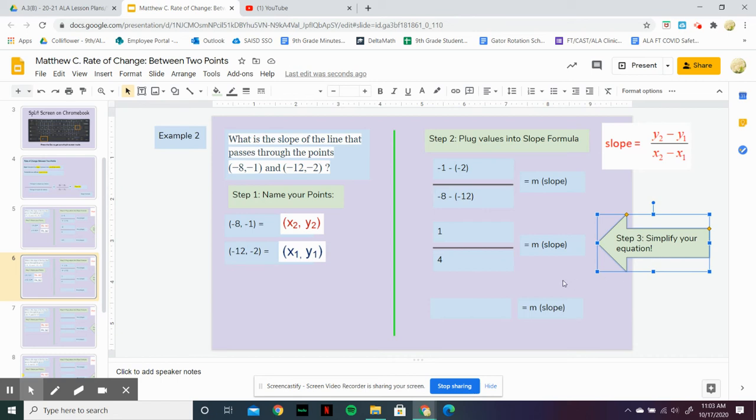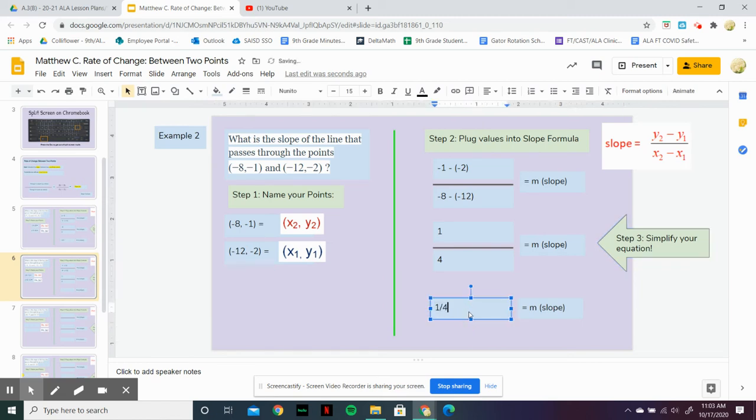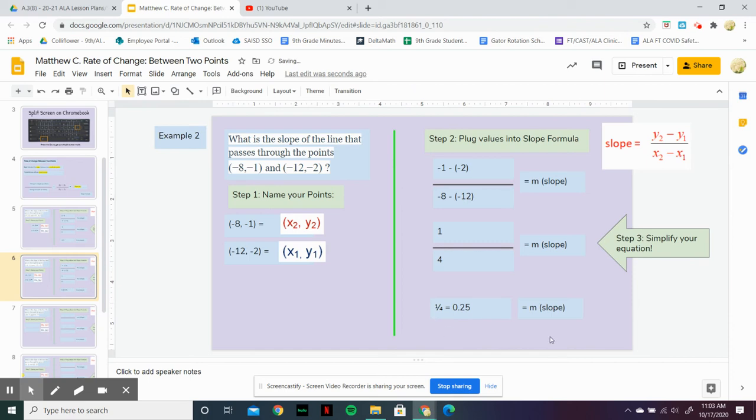And my final step is to simplify the equation. There's not much I can do to simplify this fraction anymore, so I can leave it as 1 over 4. We also know that this is equal to the decimal 0.25, and that is the slope of this line.